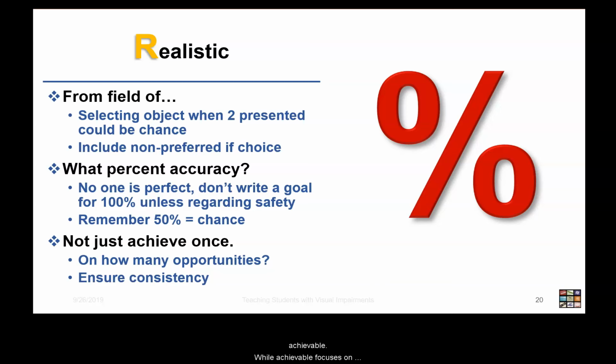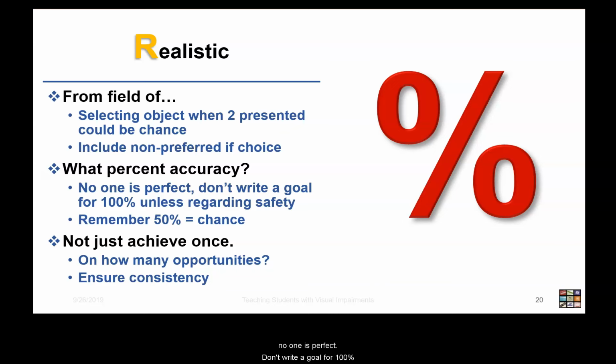While Achievable focuses on the student's present level and the doability of the goal, Realistic focuses on the percentages and criteria for success and ensuring it is reasonable. Specify and limit the field. Keep in mind that selecting an object when only 2 are presented could just be chance. If the choice is a preference, be sure to include a non-preferred item to ensure the student is understanding the choice. When deciding on the percent accuracy, remember no one is perfect.